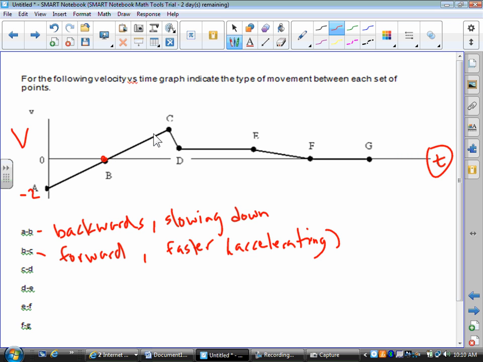That's a position versus time graph. On a position versus time graph, if it's a straight line, anywhere it's constant. That's right. But this is a velocity versus time graph. And I don't want you to confuse the two on the test.